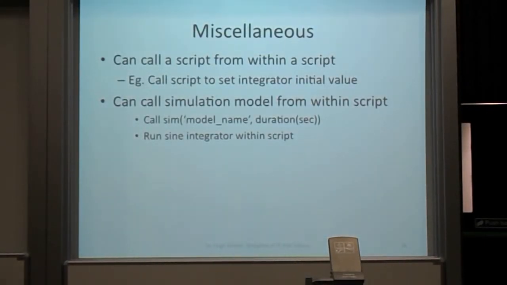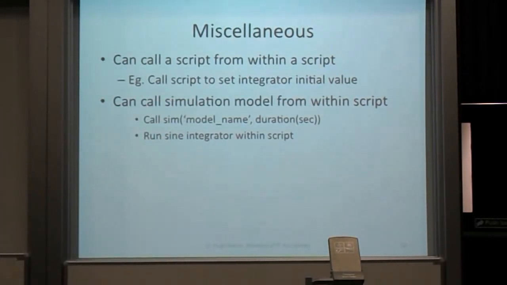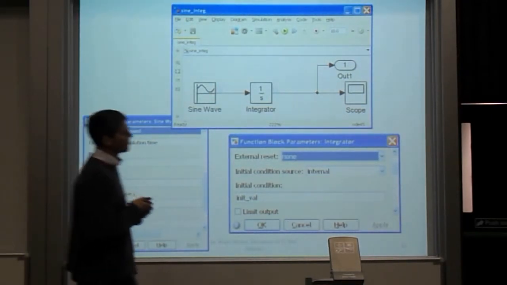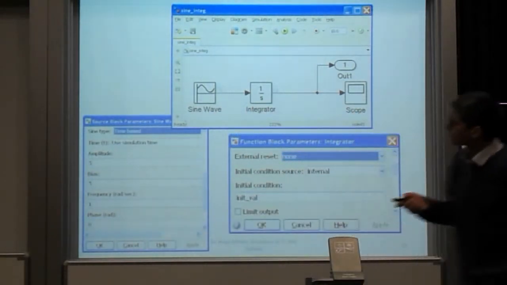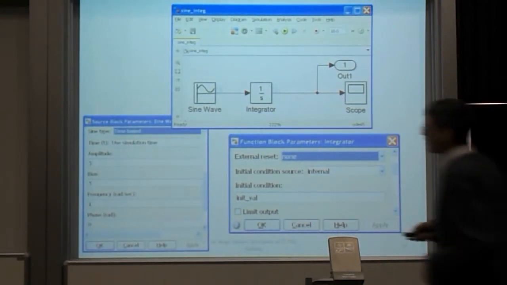Okay, one of the other things that I want to run through very quickly is how to run scripts within scripts and how to run a model from within a script. So what I have here is, and I put this up on Blackboard. So as you can see, we have a sine wave generator. There's the bias. So in other words, we're starting off at 5.